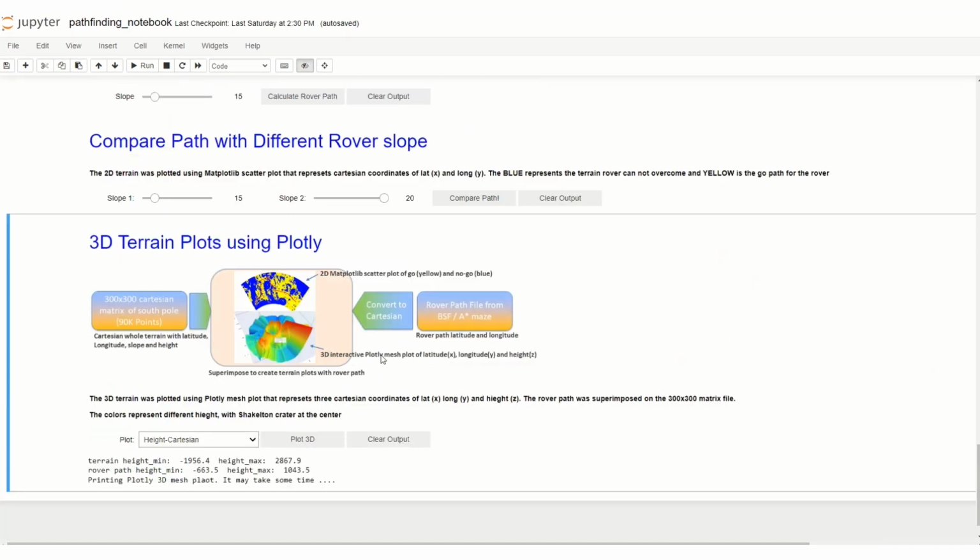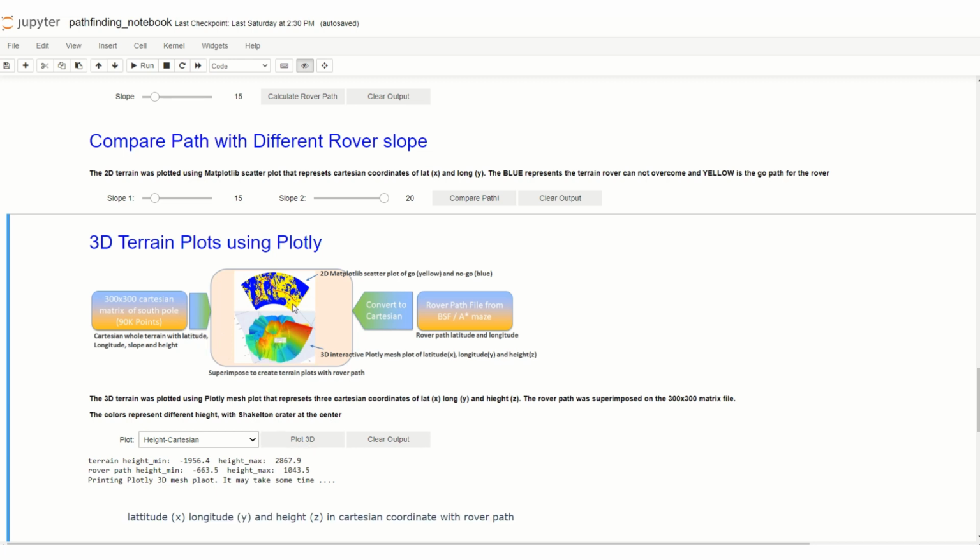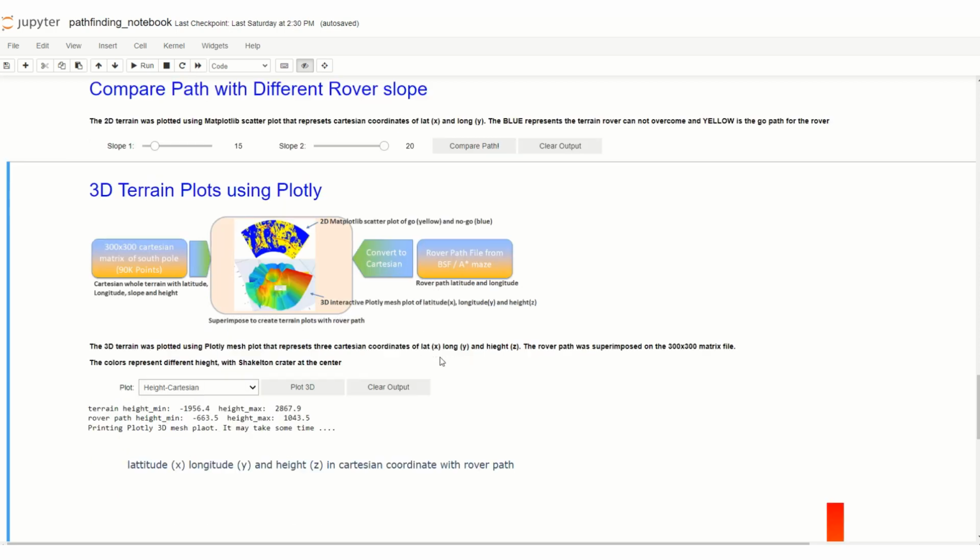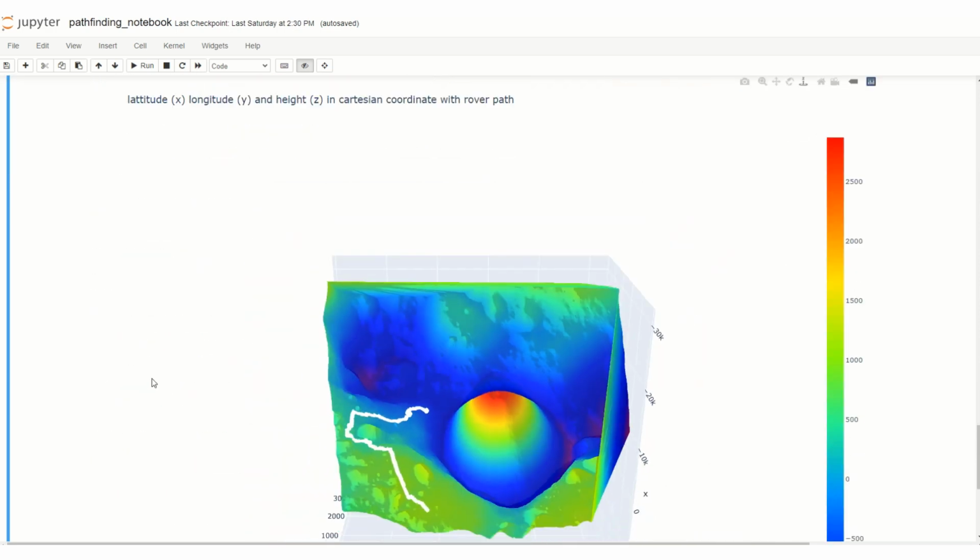So to create our graphs, we used the rover path file from the BFS and A* algorithm maze and superimposed it on the 300 by 300 Cartesian matrix of the South Pole. We created two different graphs out of that. One was the 2D, which we did on Matplotlib, and the other one was the 3D interactive, which we did on Plotly. And here's the 3D interactive.